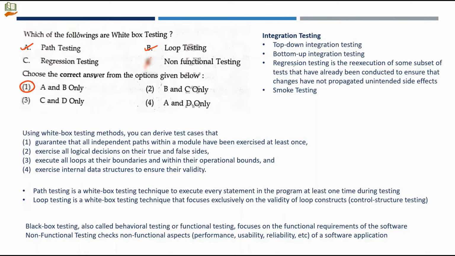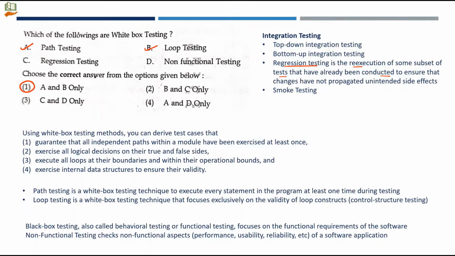What is regression testing? It is the re-execution of some subset of tests that have already been conducted to ensure that changes have not propagated unintended side effects. After introducing some changes, sometimes the previously working part of the code might not work correctly now. That's what they say, it's the re-execution of some subset of tests that have already been conducted. So those tests are over and the code has already passed. But this is to ensure that changes have not propagated unintended side effects.